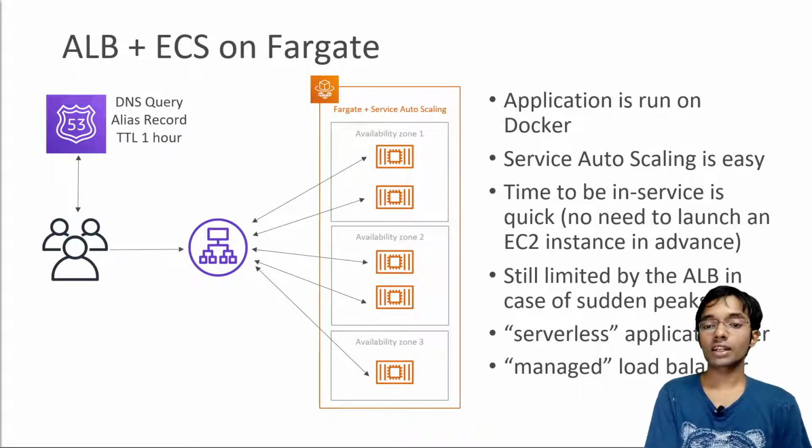So the application again is run on Docker. It's very quick, so we don't need to launch an EC2 instance in advance. The only thing we need to launch is a Docker container. So it could be really quick to launch a Docker container, and you are still limited by the ALB, application load balancer, in case of a sudden peak of requests.